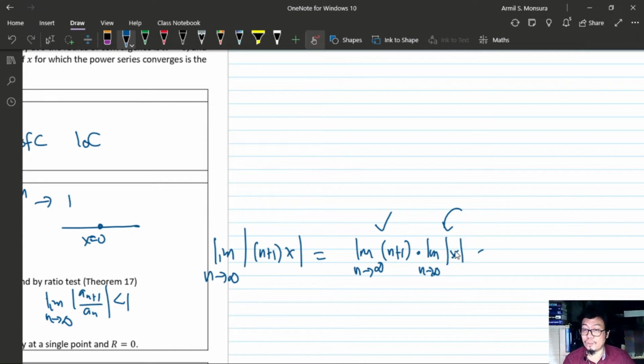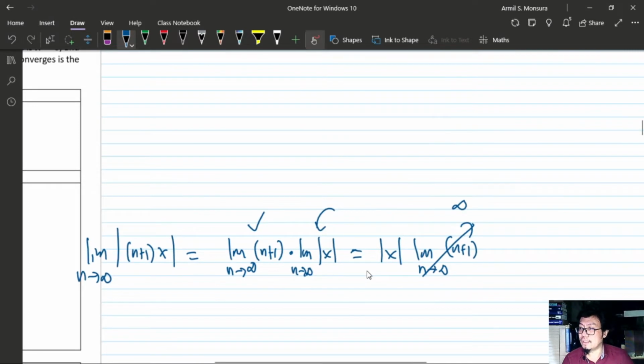So therefore, this is a constant. For this limit, this is a constant. So this simply reduces to the absolute value of x times the limit of n plus 1 as n approaches infinity. The thing is, this is n plus 1 now. If we actually evaluate this limit, this becomes an infinite number. So therefore, this limit is an infinite number.